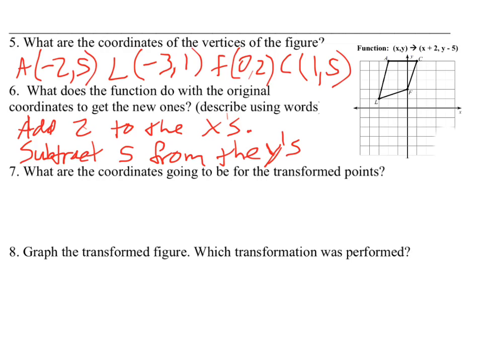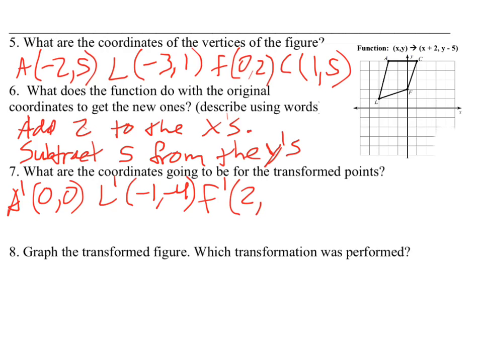So now we're actually going to do that. You're going to take your coordinates, add 2 to the x's, so negative 2 plus 2 is going to give me 0 for the x's, and subtract 5 from the y's, it's going to give me 0 for both of the coordinates on A prime. L prime, you're going to get negative 1, negative 4. Add 2 to the x, subtract 5 from the y. F prime, add 2 to the x, gives me 2. Subtract 5 from the y, you'll get negative 3. And then C prime, you're going to add 2 to the x, gives you 3. And then subtract 5 from the y is going to be 0. So those are my new points.